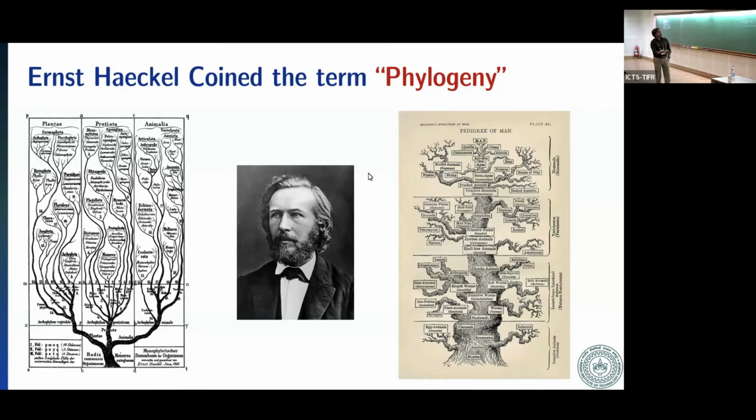What you see here is again a tree of life, where the species are categorized into three different groups: plants, protists, and animals. And here is another very famous tree of life, which is really the pedigree of man. Okay. So what you see here is at the leaves of this particular tree, which is rooted over here, all the different species, and then the tree structure is talking about the evolutionary relationship between the different species. Okay.